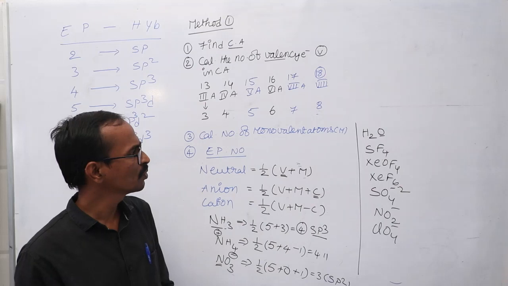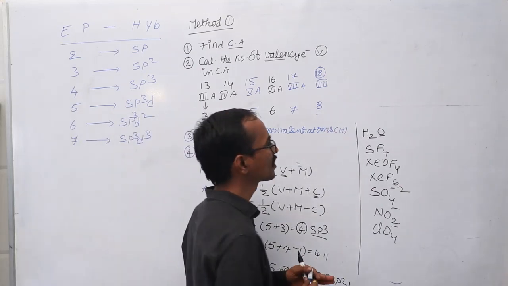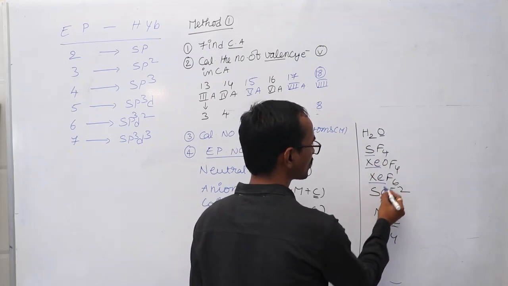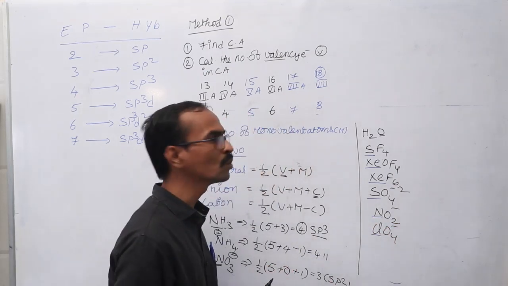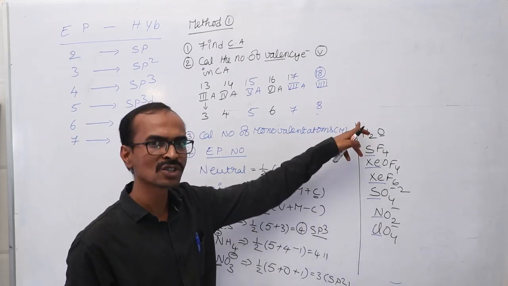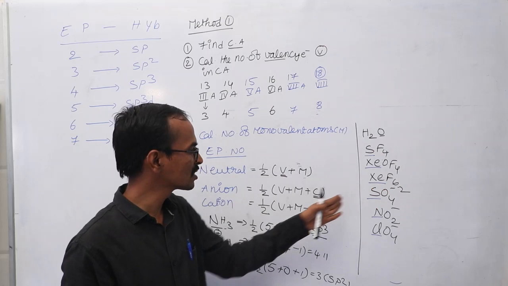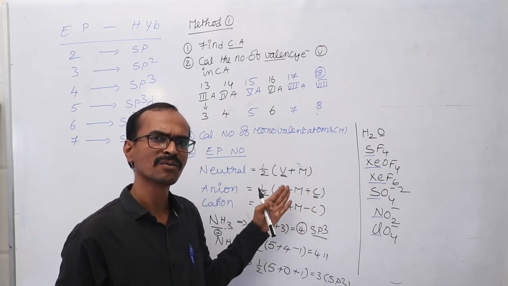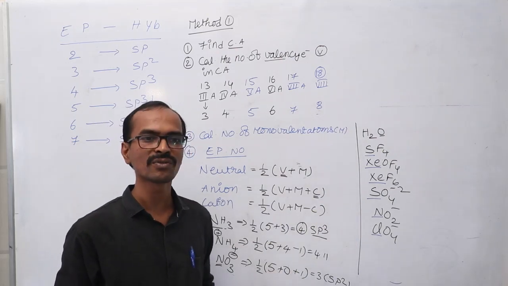Simple, what you have to do, in all of these you have to identify the central atoms. Here the central atom is oxygen, here it is the sulfur, here it is xenon, here sulfur, here nitrogen, here chlorine. Already you know the group numbers, here I gave. Number of monovalent atoms, you have to consider only the hydrogens or halogens. If minus charge is there, adding. Positive charge is there, subtracting. Using this, easily you can calculate the hybridizations of these molecules.